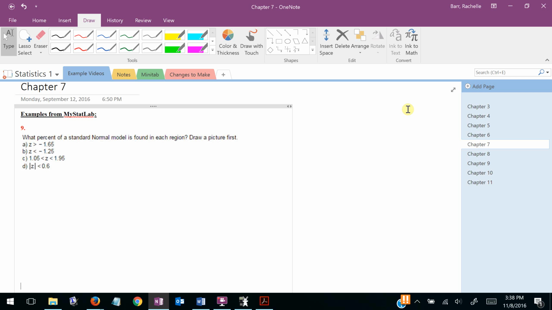So I'm going to show you how to do this using a standard normal calculator and a standard normal table today. So a little bit different from the other video from Chapter 7. So the first thing I'm actually going to do is draw a picture of what's happening for number 9.